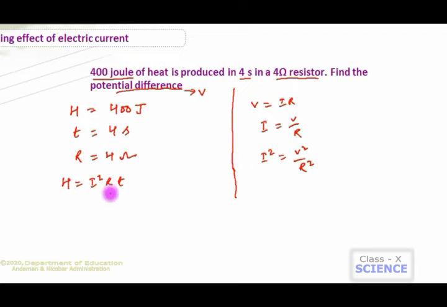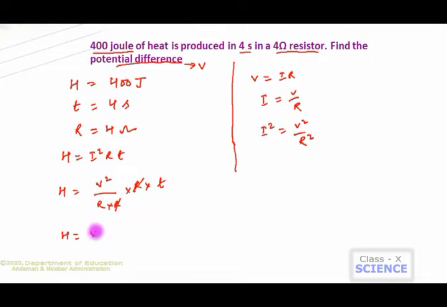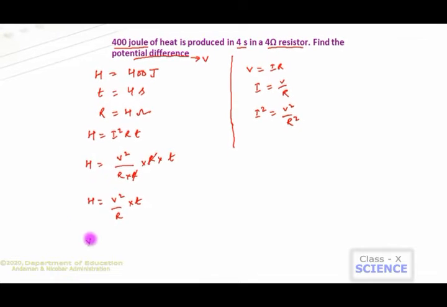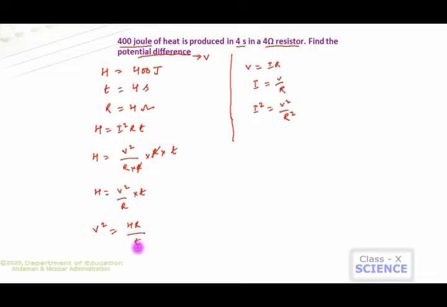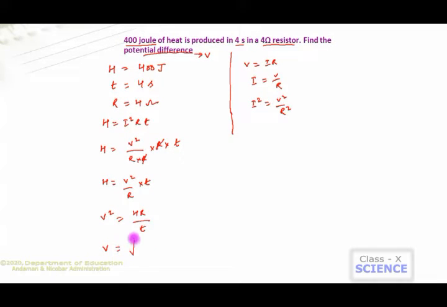Now substitute in our equation. Then we will get H is equal to, in place of I square we write V square. Here R square can be written as R into R, multiplied by T. So R gets cancelled, and we will get H is equal to V square by R multiplied by T. So now we have V in our equation. On rearranging this, we will get V square is equal to HR divided by T, and V is equal to root of H into R divided by T, right?